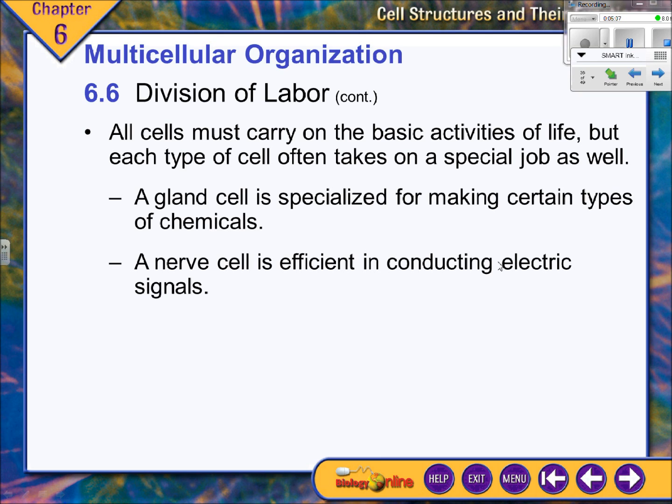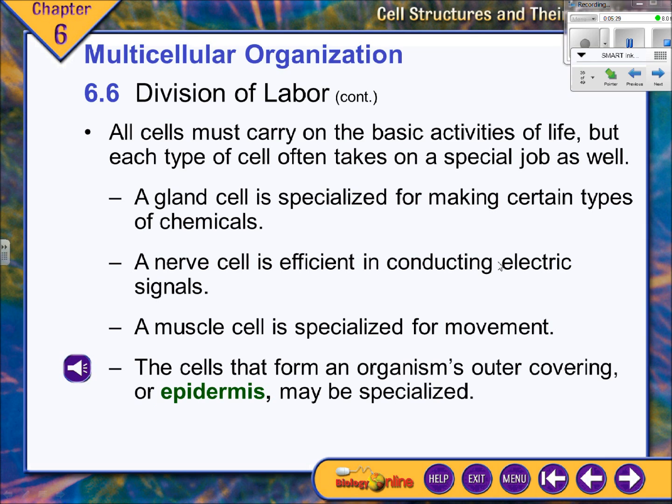So, for example, with different cell types, like gland cells, they specialize in making certain types of chemicals. Nerve cells are efficient in conducting electrical signals, which is potassium ions and chloride ions moving through our nerves. Muscle cells specialize for movement and contracting. And then there's the epidermis layer, which is a protective layer like the skin layer. You also have epidermis tissue in your inside tube, too.